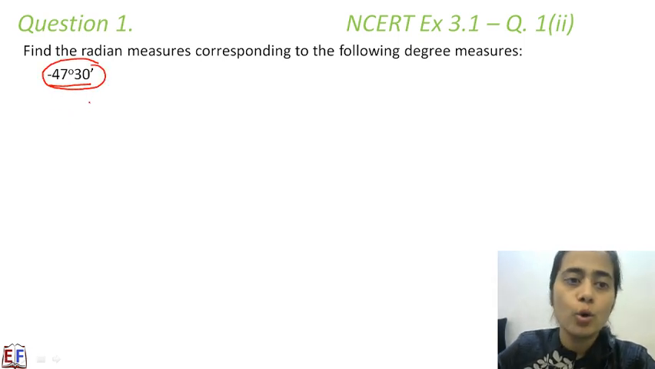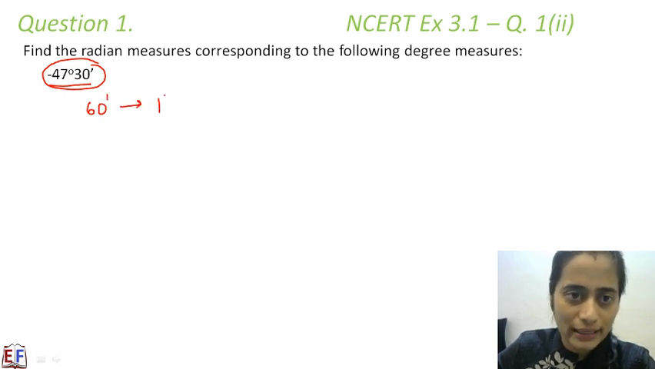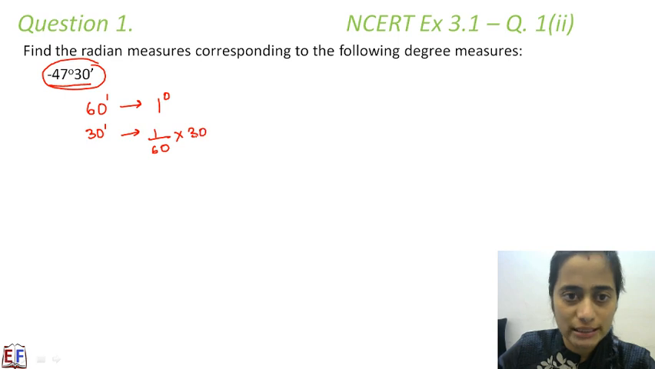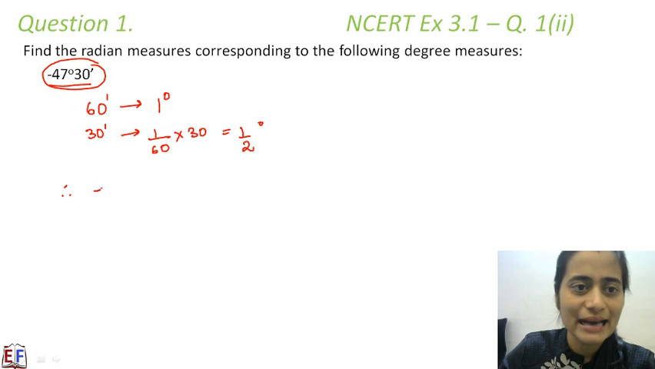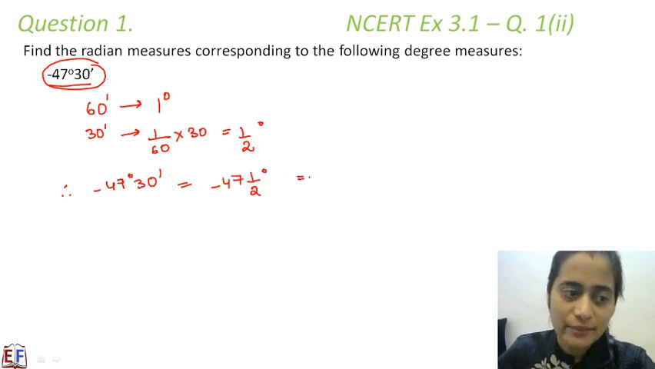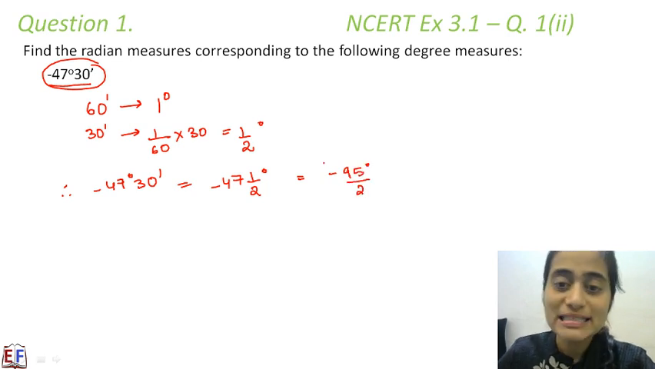And we already know that 60 minutes makes 1 degree. So therefore when we talk about 30 minutes, it's going to be 1 by 60 into 30, which is equal to half degree, right? Therefore we can say that minus 47 degree 30 minutes is basically minus 47 and a half degree, which is equal to minus 95 by 2 degree. So this is our degree measure which is given to us. ये हमें दिया हुआ है डिग्री में.